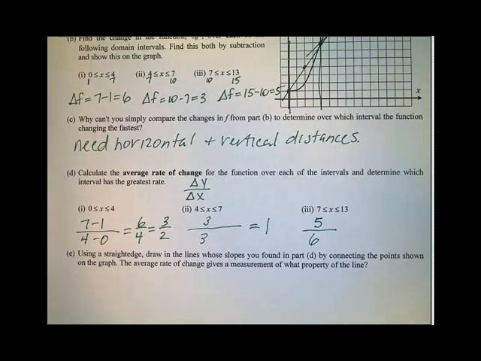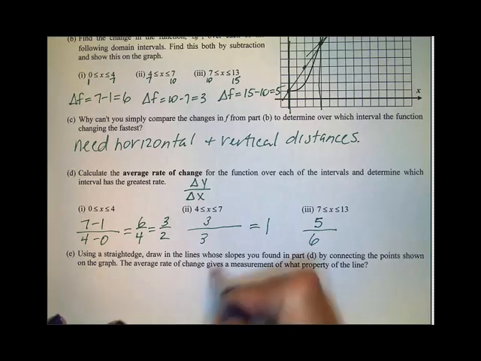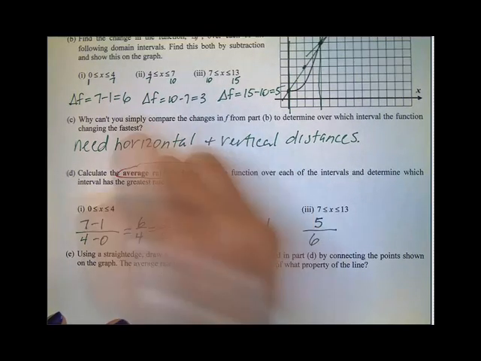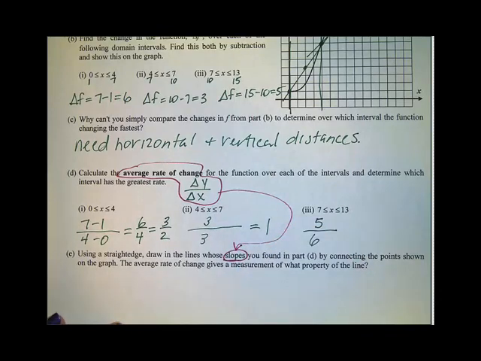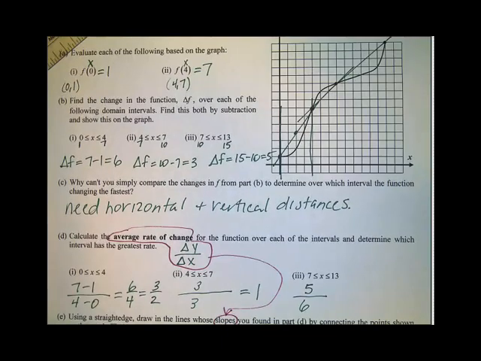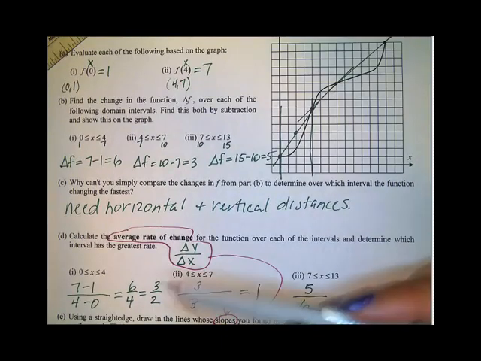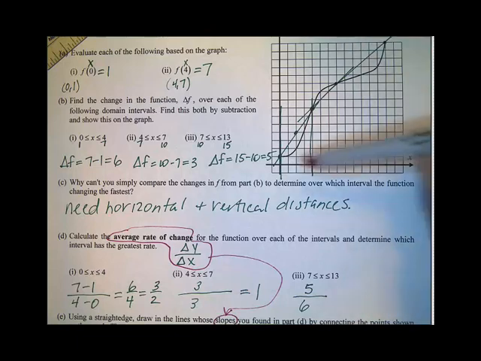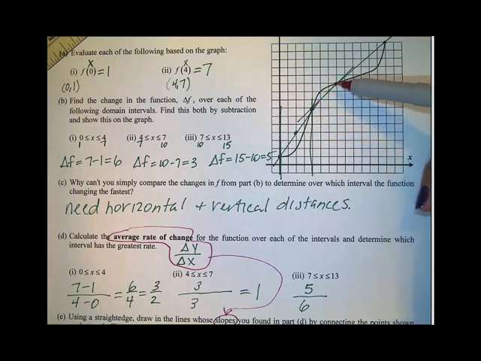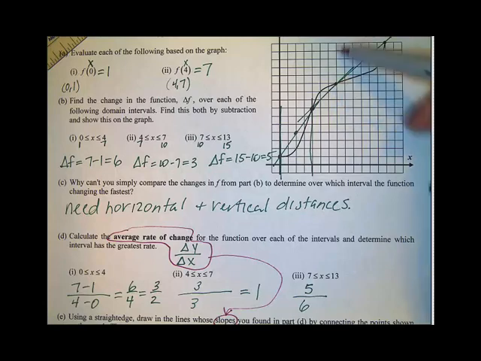So using a straight edge, draw in lines whose slopes you found in part D. So average rate of change is the change in y over the change in x, which is the slope. And if you check your numbers against your graph, that's what you'll see. So from 0 to 4, we rose 3, ran 2. From 4 to 7, we went up 1 over 1. And from 7 to 13, we went up 5 and over 6.